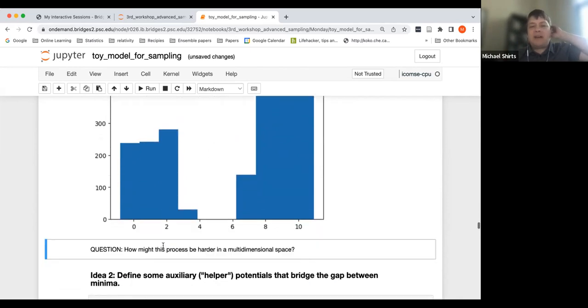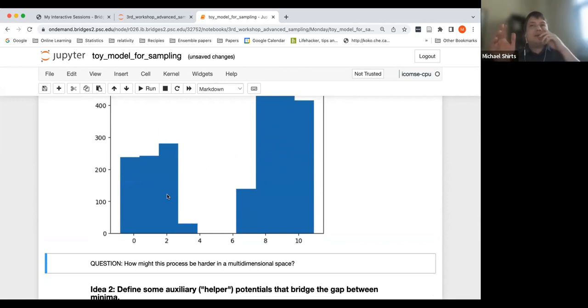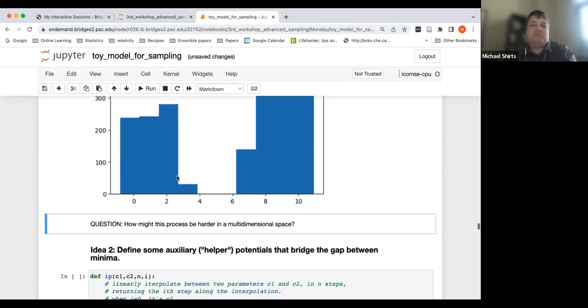One question to think about is how this might be harder in a multidimensional space. Well, in a multidimensional space, the first thing is you don't know where the minima are. So you can't actually apply a potential that just gets rid of those. So that's the biggest one. And so we'll keep on doing that as we go through.